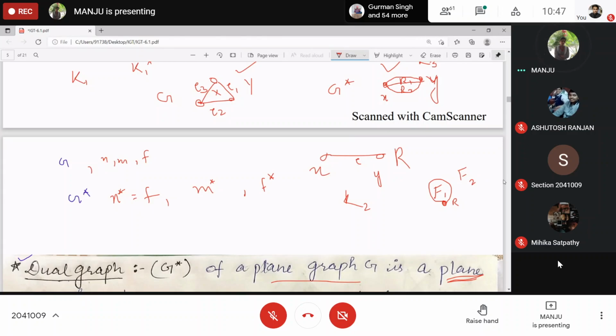So you can see the number of vertices become the number of faces over here, and the number of faces over here become the number of vertices. Edges remaining same.